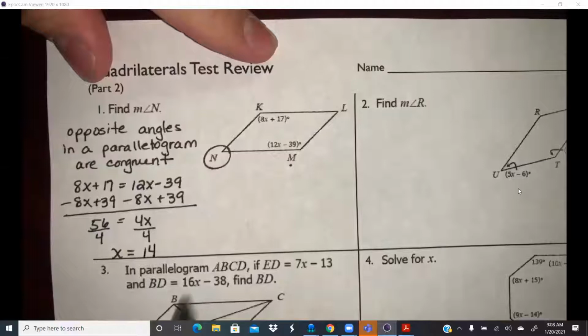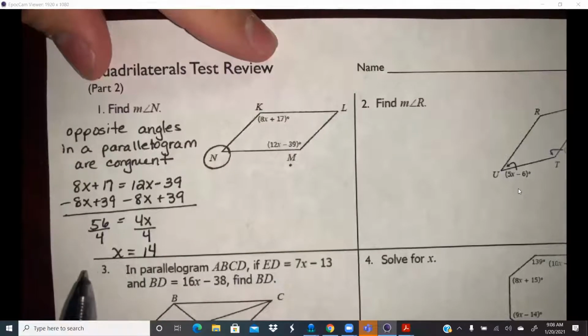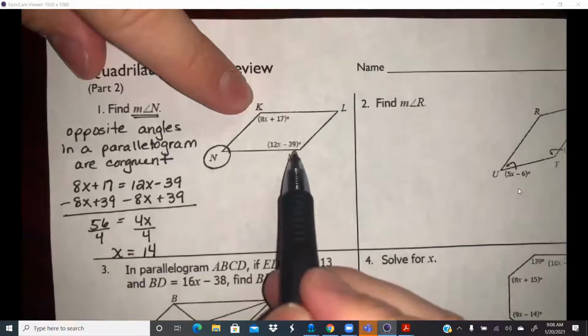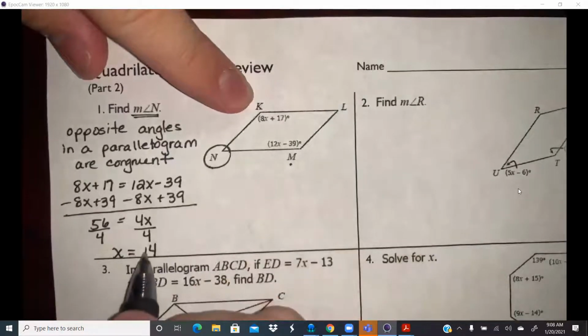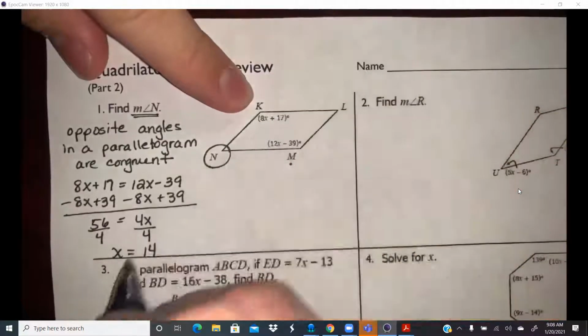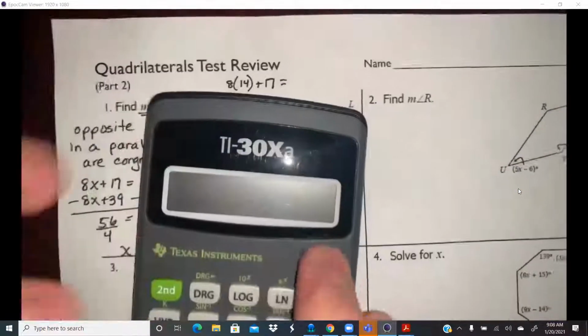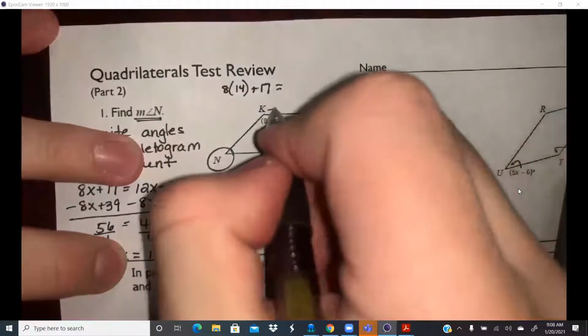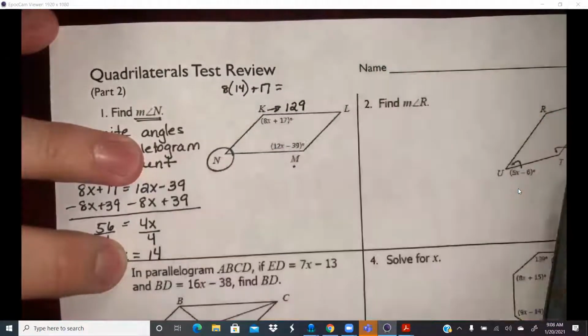All right. Now, granted, they're not asking for the value of x. What are they asking for? They're asking for the measure of angle n. So the thing is, we don't know what the measure of angle n is, but we can figure out what one of these are. So I'm going to go ahead and plug in 14 into one of these, and I'll probably plug it into k. So if I plug in 14 into k, I have 8 times 14 plus 17. And let me take out my calculator here. So I have 8 times 14 plus 17. So we know that angle K is equal to 129 degrees.